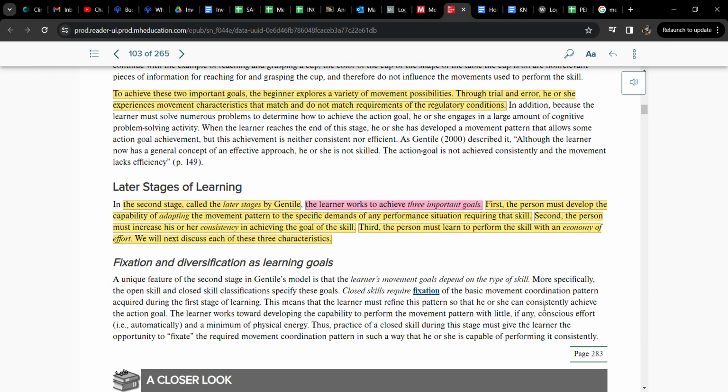The second stage is called the later stage of learning, where the learner works to achieve three important goals. The first is that the person must develop the capability of adapting the movement to specific demands of any performance situation requiring that skill. Second, the person must increase his or her consistency. And third, the person must learn to perform the skill with an economy of effort. We're going to discuss each of these three characteristics as we go through this next part, and you'll see how they apply.